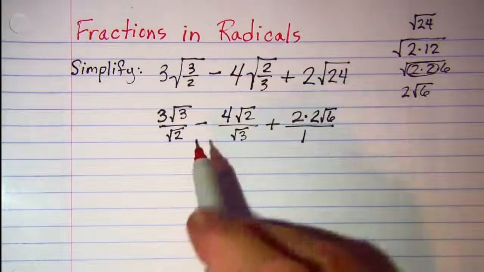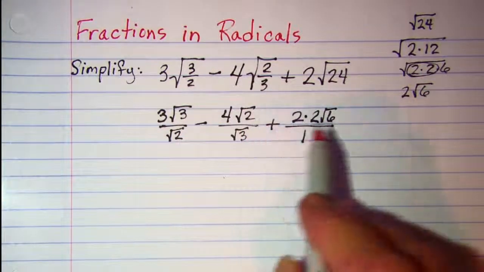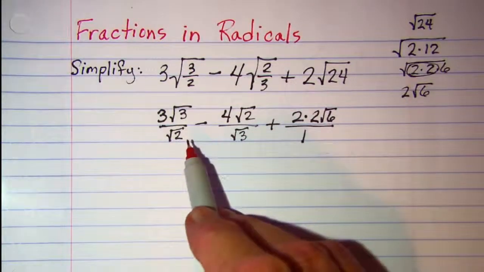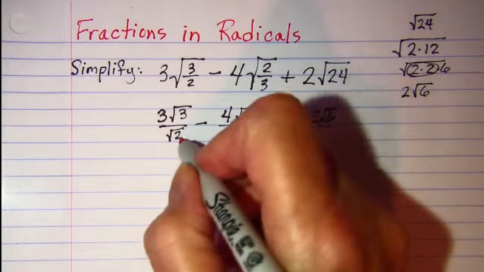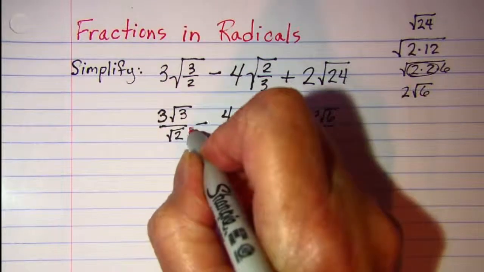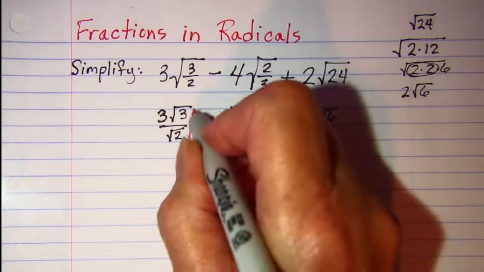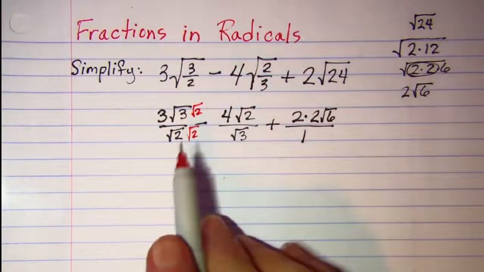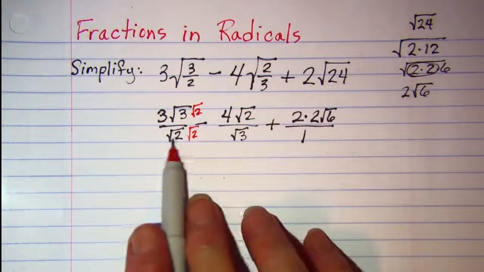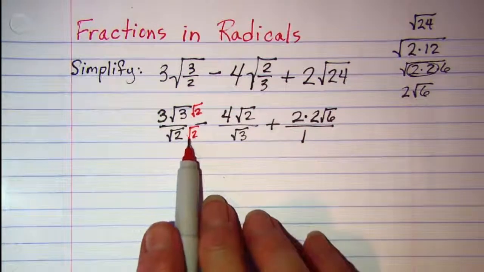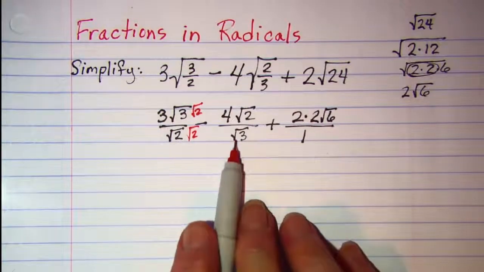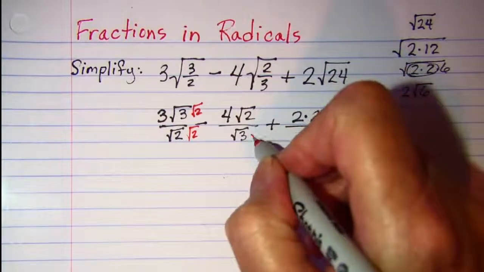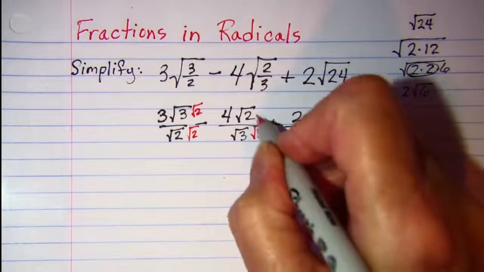Alright, then in order to simplify these, I need to rationalize the denominators. So I'll multiply top and bottom on this one by the square root of 2. And that will give me a 2 in the denominator. That's what we mean by rationalizing the denominator. For this one, I have multiply top and bottom by square root of 3.